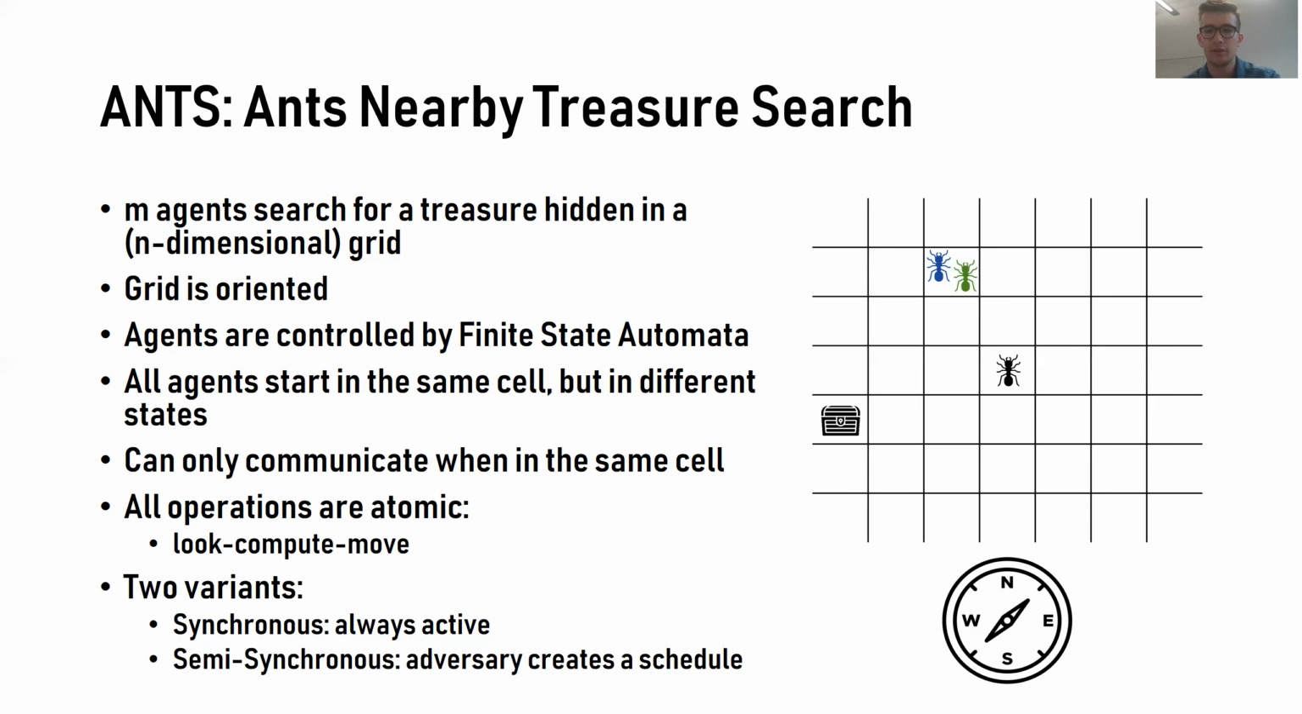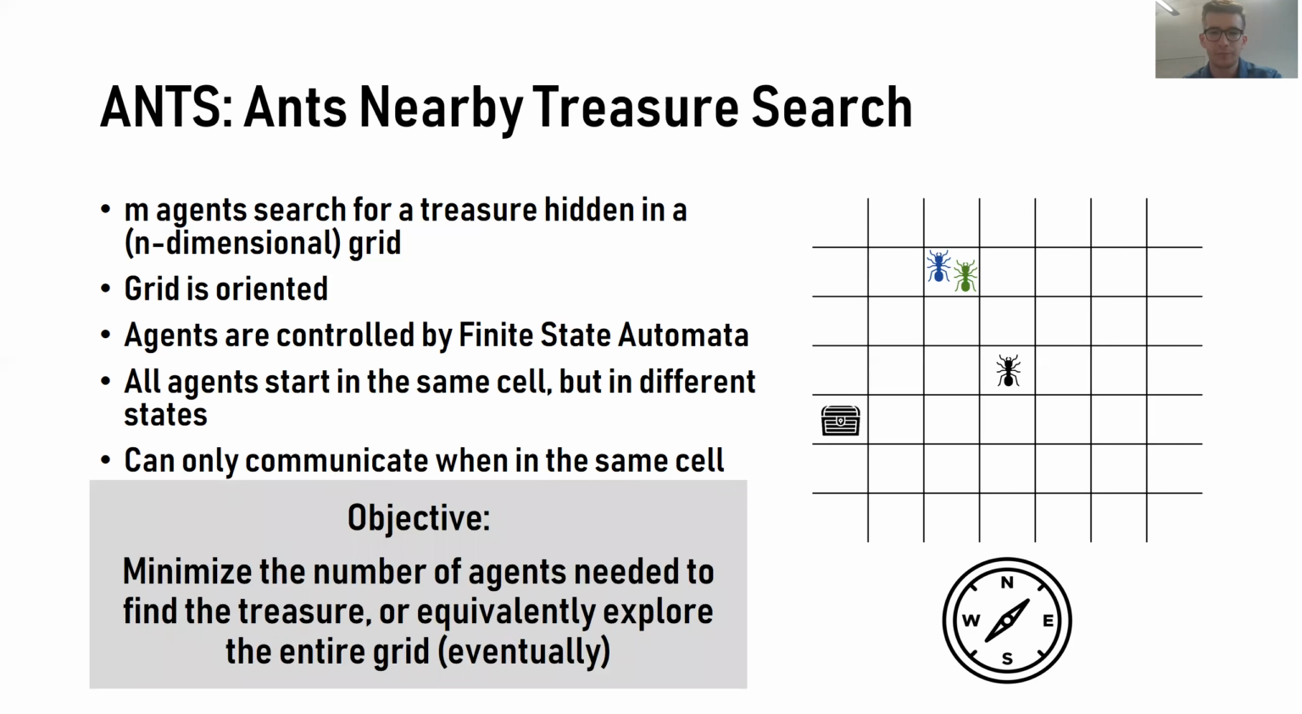There's also the semi-synchronous variant where there's still a global clock, so the operations are still performed atomically. However, not every agent is active in every time step. An adversary can create a schedule of which agent is active. For example, in the picture on the right, it could be that first the blue agent is active for 10 steps, then the green one for 20, and then maybe all of them for 50 or whatever. And in the semi-synchronous setting, of course, we would like that whatever schedule the adversary picks, the agents always find the treasure.